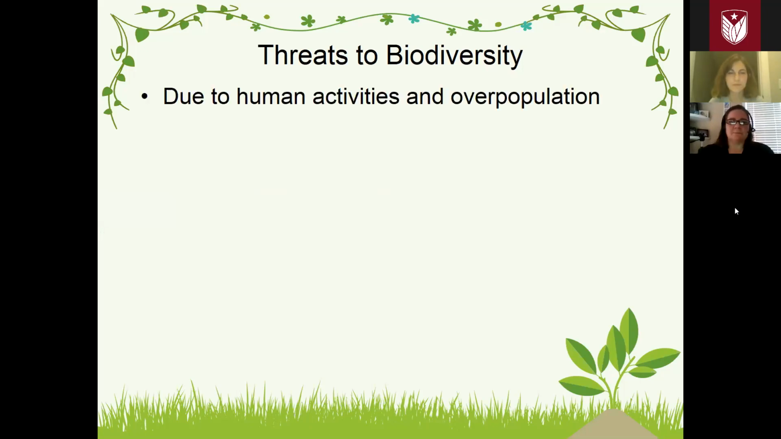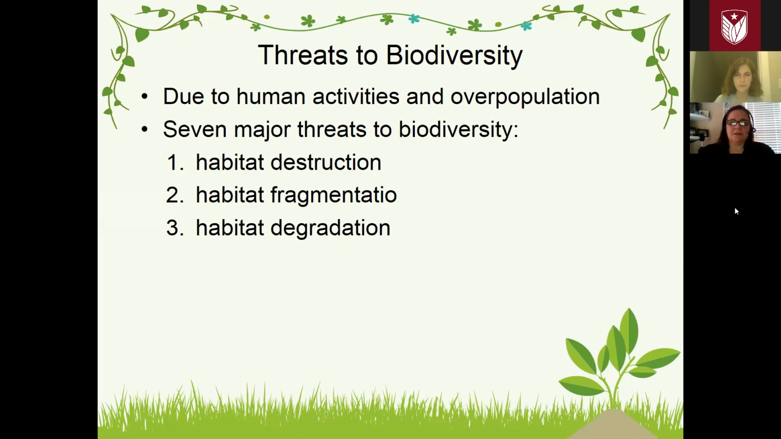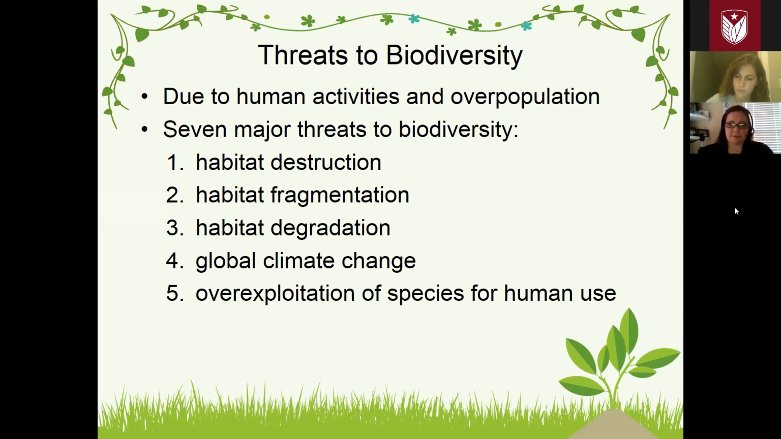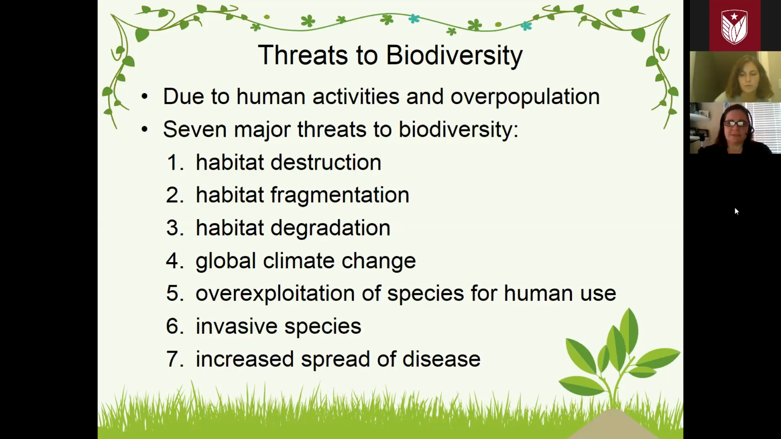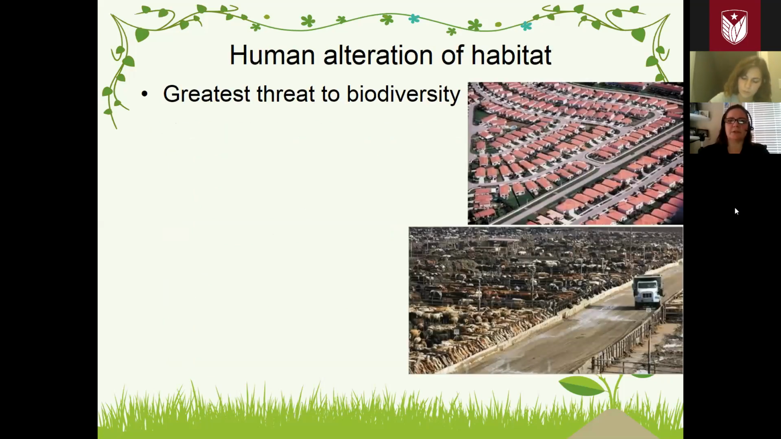Threats to biodiversity. And this is primarily due to human activities and overpopulation. There are 7 major threats to biodiversity. The top 3 have to do with human activities that cause some sort of alteration to a natural ecosystem: destruction, fragmentation, degradation. And then climate change also threatens biodiversity, overexploitation of species for human use, invasive species, and the increased spread of disease. So I'll talk about these pretty quickly.